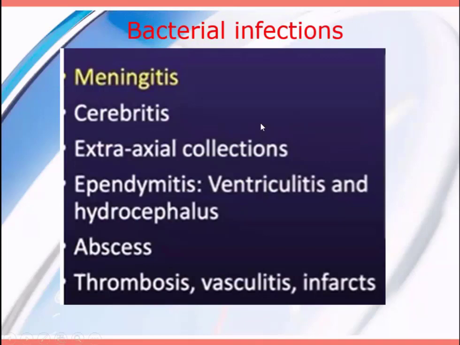Then we have the bacterial infections, which are easier to diagnose in radiology. They may appear as meningitis, cerebritis, extraaxial collections, ependymitis, ventriculitis and hydrocephalus, abscess, thrombosis, vasculitis, and infarct. To be able to diagnose all of these, you have to do contrast-enhanced MRI with SWI, with diffusion-weighted images, and with MRV.